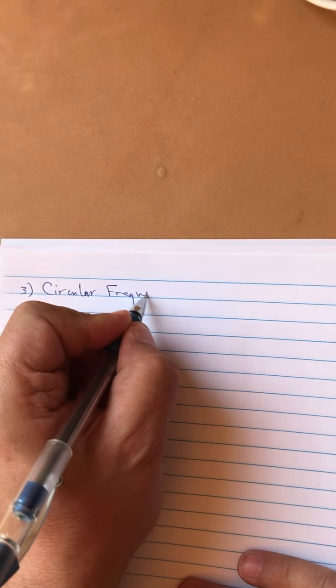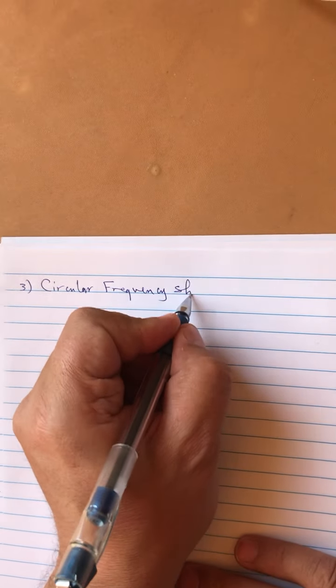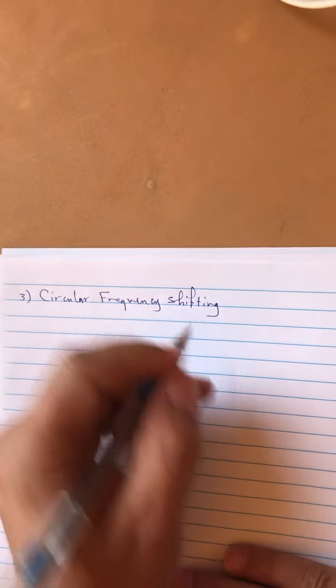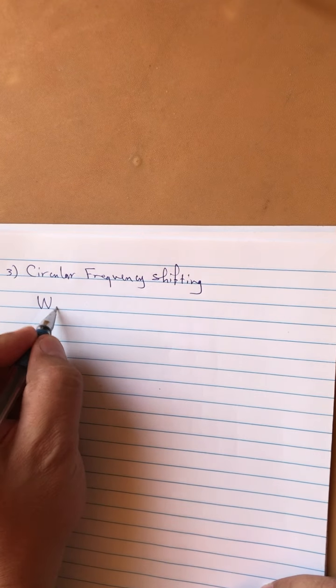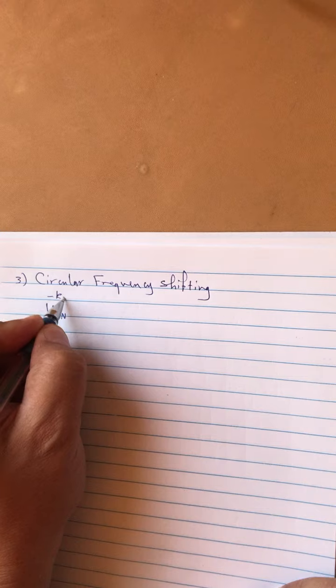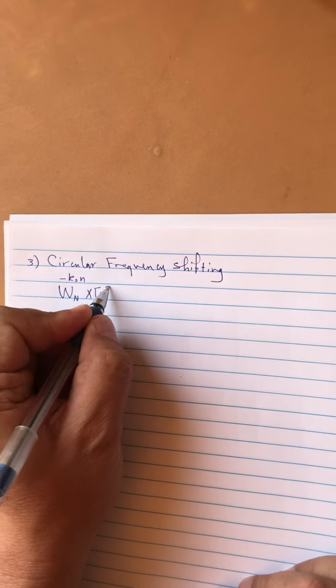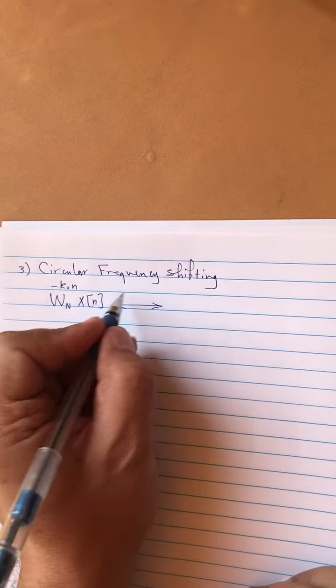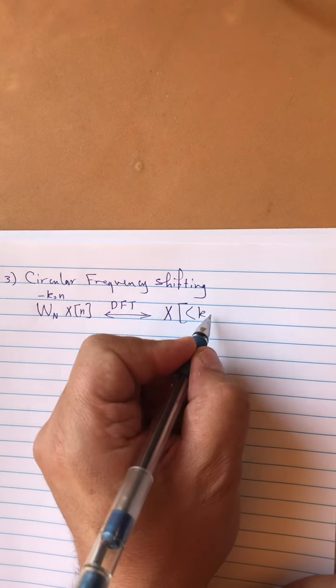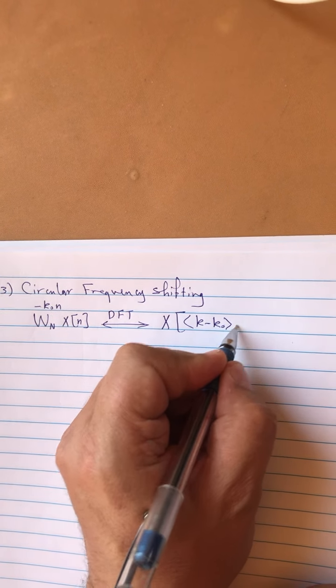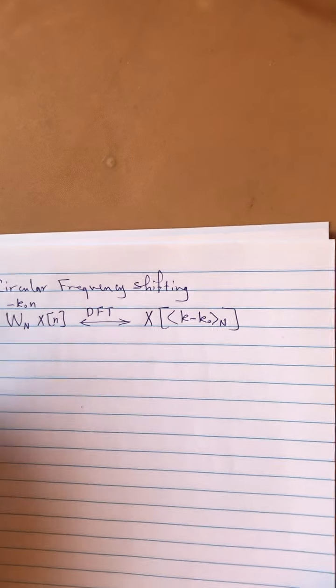The third theorem, or theorem number 3, is circular frequency shifting. Circular frequency shifting. And here we have a phase shift in the time domain of the sequence x of n, which will give the DFT of the circularly shifted version of x of k.